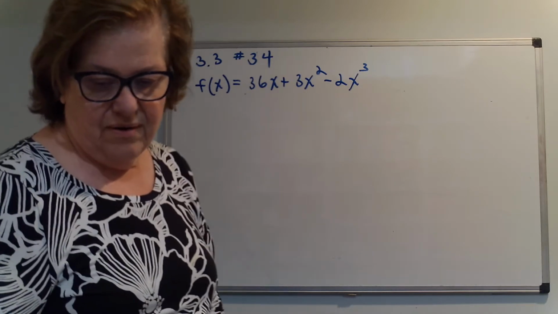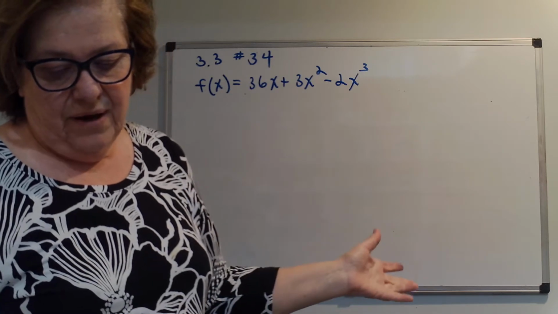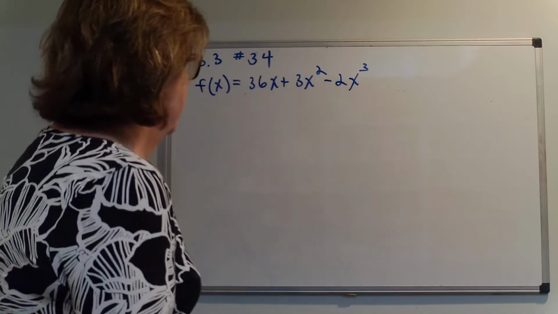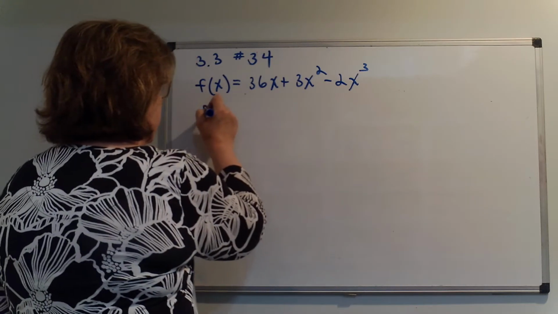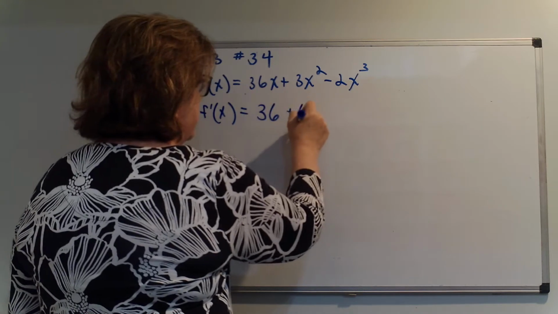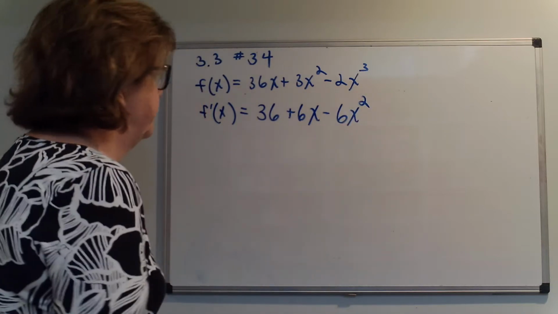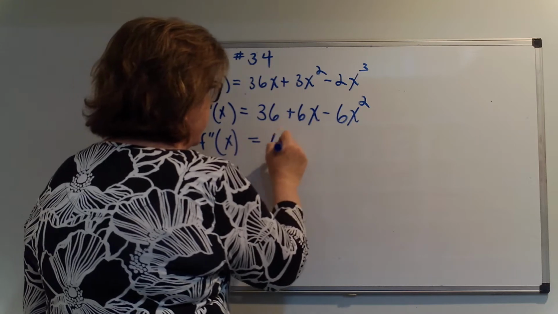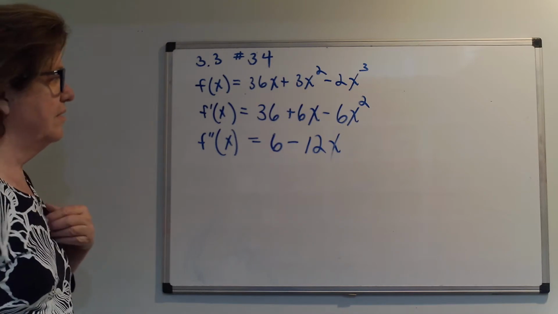The questions are: find the intervals of increase or decrease, find the local max and min, find the intervals of concavity, and the inflection points. Of course we're going to need the first derivative and the second derivative. So let's just get them. The first derivative is going to be 36 plus 6x minus 6x squared, right? The second derivative is going to be 6 minus 12x, right? Okay, this doesn't look too bad.